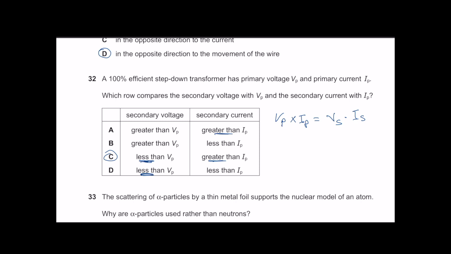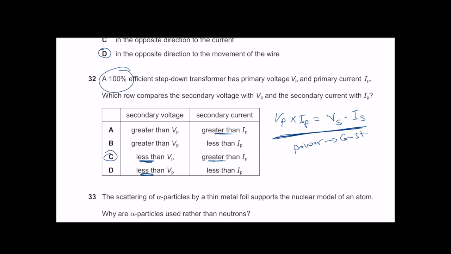Primary voltage VP and primary current IP, which row compares the secondary voltage and current with these values? So the secondary voltage will be less because it's step down, and depending on that, the current produced will be much more because we reduce the potential difference, so the current produced will be more because the power is constant. As you see here, this is the power, and it is constant because they mention it's 100% efficient. Depending on that, I'm going to choose C.